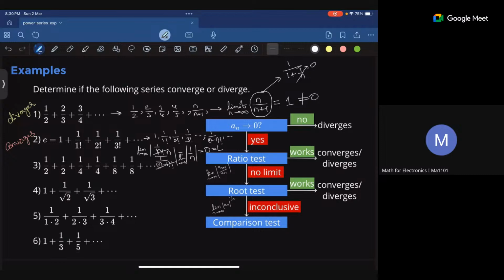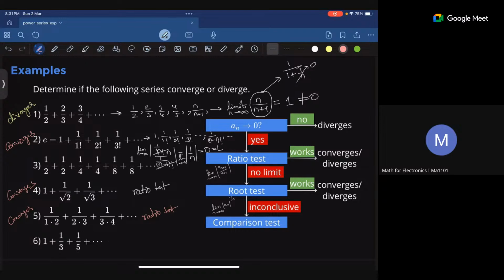If you see 4, actually 1 plus 1 by root 2 plus 1 by root 3 and so on, you can use the ratio test, and you will see that this will actually converge. Okay. And this is also a 1 by n power q series, where q is half. Okay. So that will converge. And even this also, the fifth one, you can use the ratio test, and it will also converge. Okay. So this will also converge.